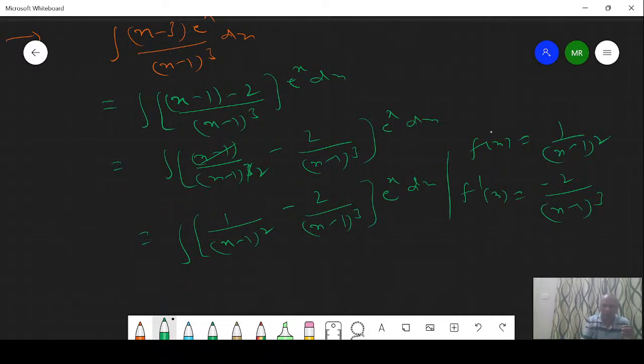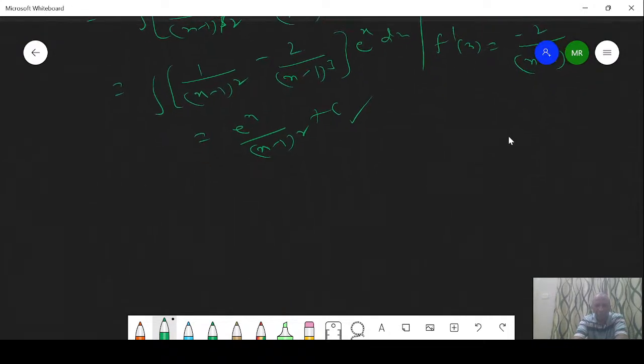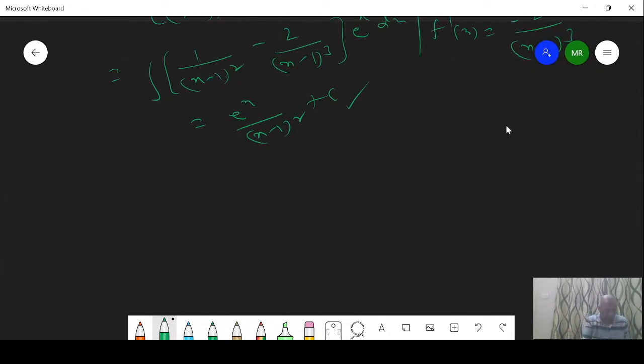So the derivative f dash of x, the derivative of this function, is here. So your answer is e power x into f of x. What is f of x? 1 by (x minus 1) whole square plus c. I can express it like this. These are important models like this. You can also try to practice these questions. Definitely you can answer this type of questions.